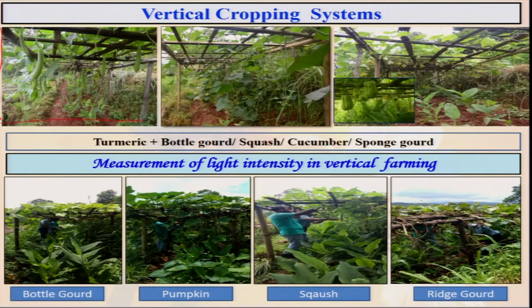So, you have to take the type of crops which are shade tolerant and need less light. Similarly, different models we have developed. We have grown bottle gourd, pumpkin, that is squash, and ridge gourd under the vertical cropping system. All these farming system models have been developed in different Indian Council of Agricultural Research farms, and they can be used for any type of demonstration. We are also taking different types of farmers and students through how to maximize their profit.